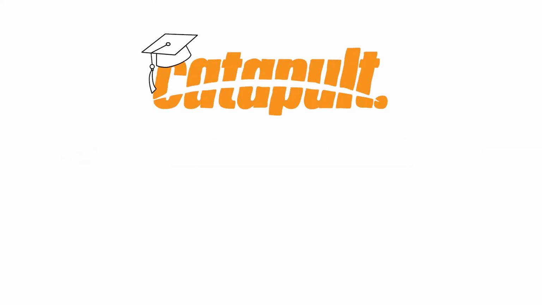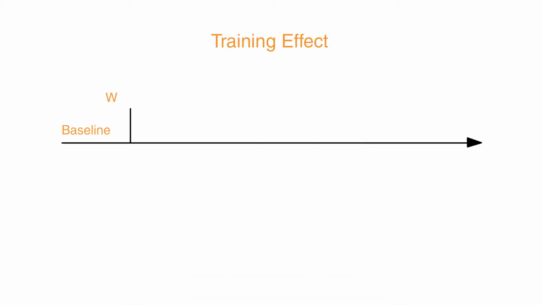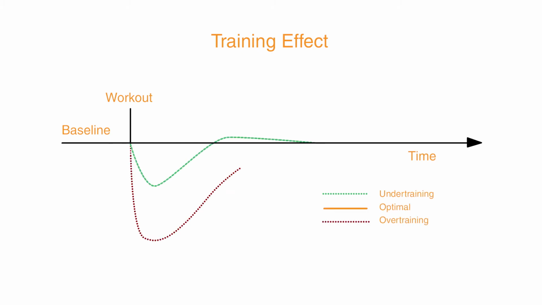Catapult is an objective tool to help you determine an athlete's risk of injury, assess their readiness for competition, and decide when they are ready to return to play following an injury. A huge component of understanding readiness is in relation to your periodization model.